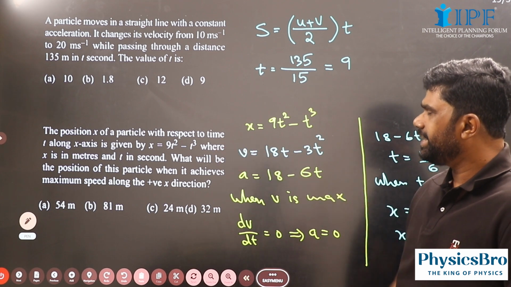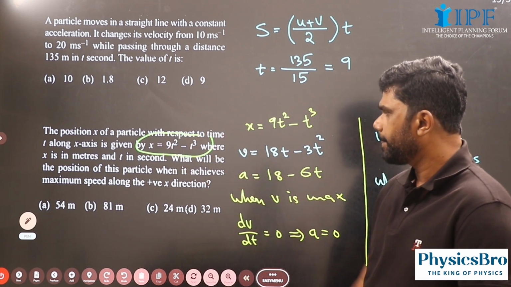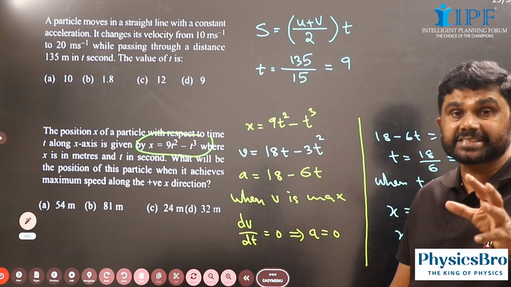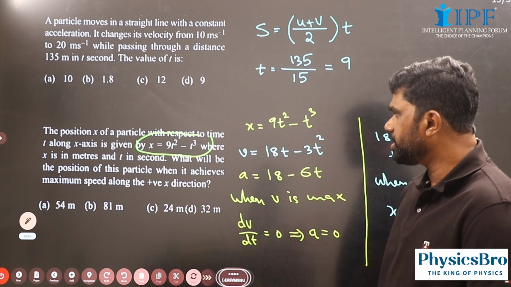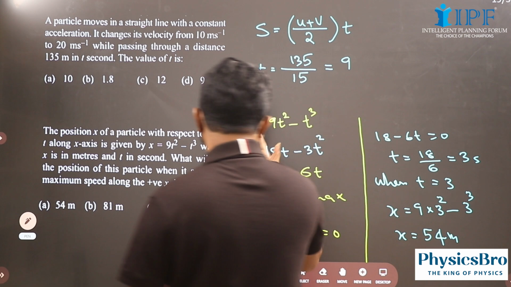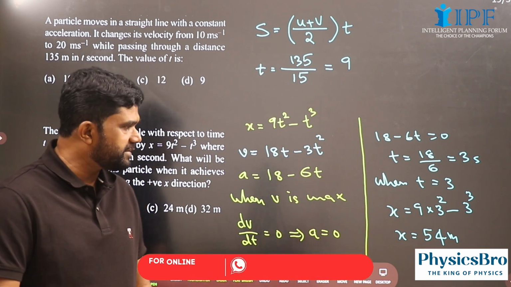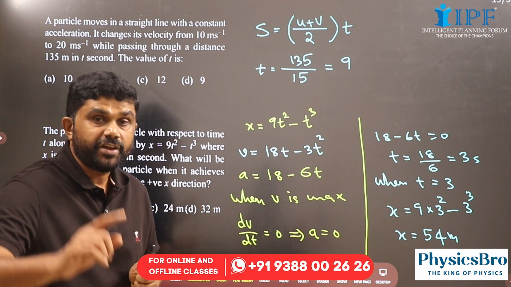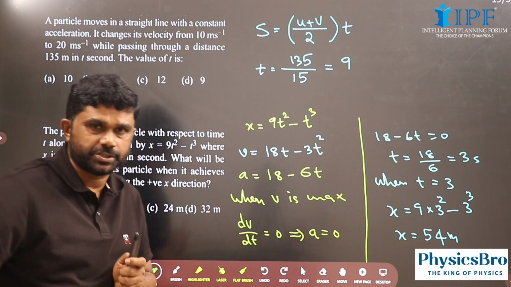Now see the next question. The position is given in terms of the time. What will be the position of this particle when it achieves maximum speed? If you differentiate this position once, you will get the expression for velocity. Position is 9t square minus t cube, and its first derivative, that is velocity, will be 18t minus 3t square. When velocity is maximum, its first derivative will be 0.